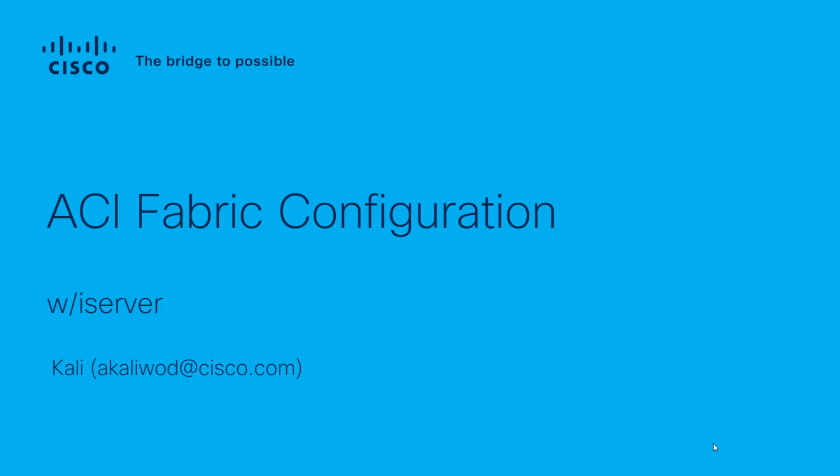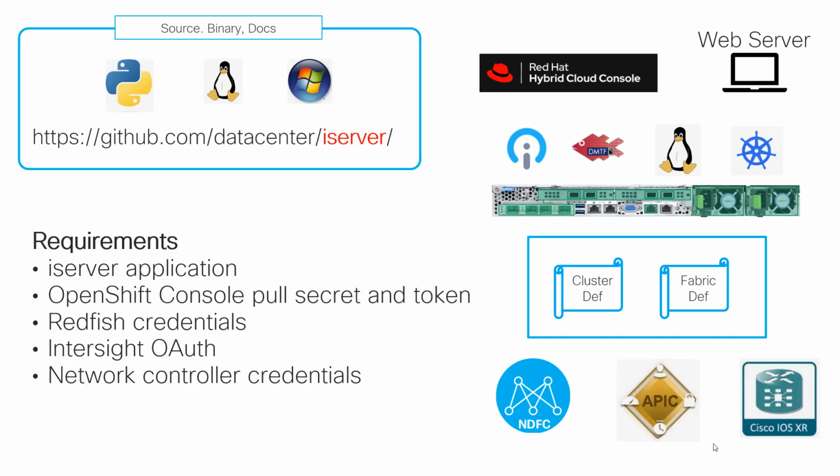An overview of ACI fabric configuration in the context of OpenShift installation on bare metal servers provided by iserver application. iserver is an open source command line application that, based on user input, can install OpenShift on bare metal servers, as well as check or configure data center network for servers connectivity. Check an overview video in the playlist for more information.